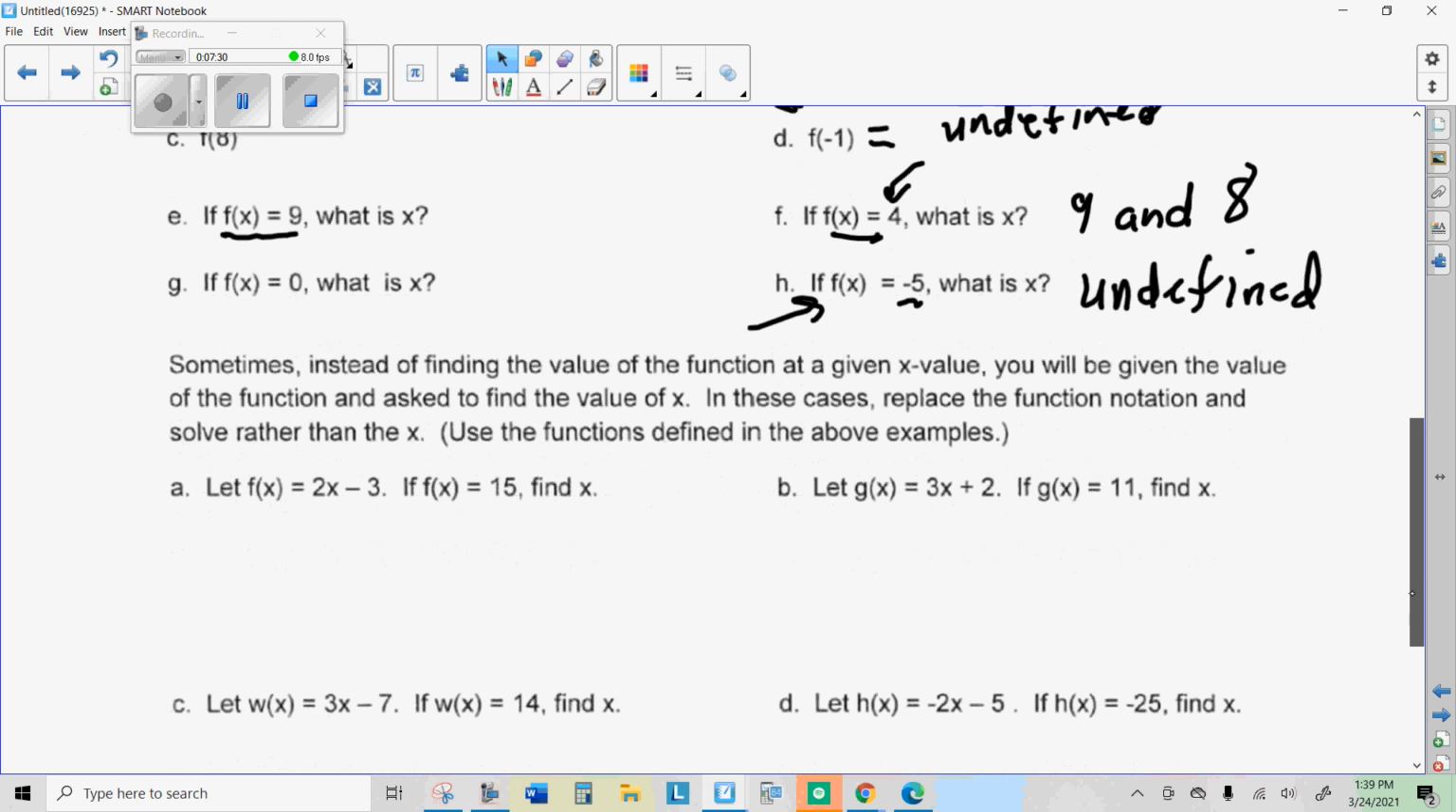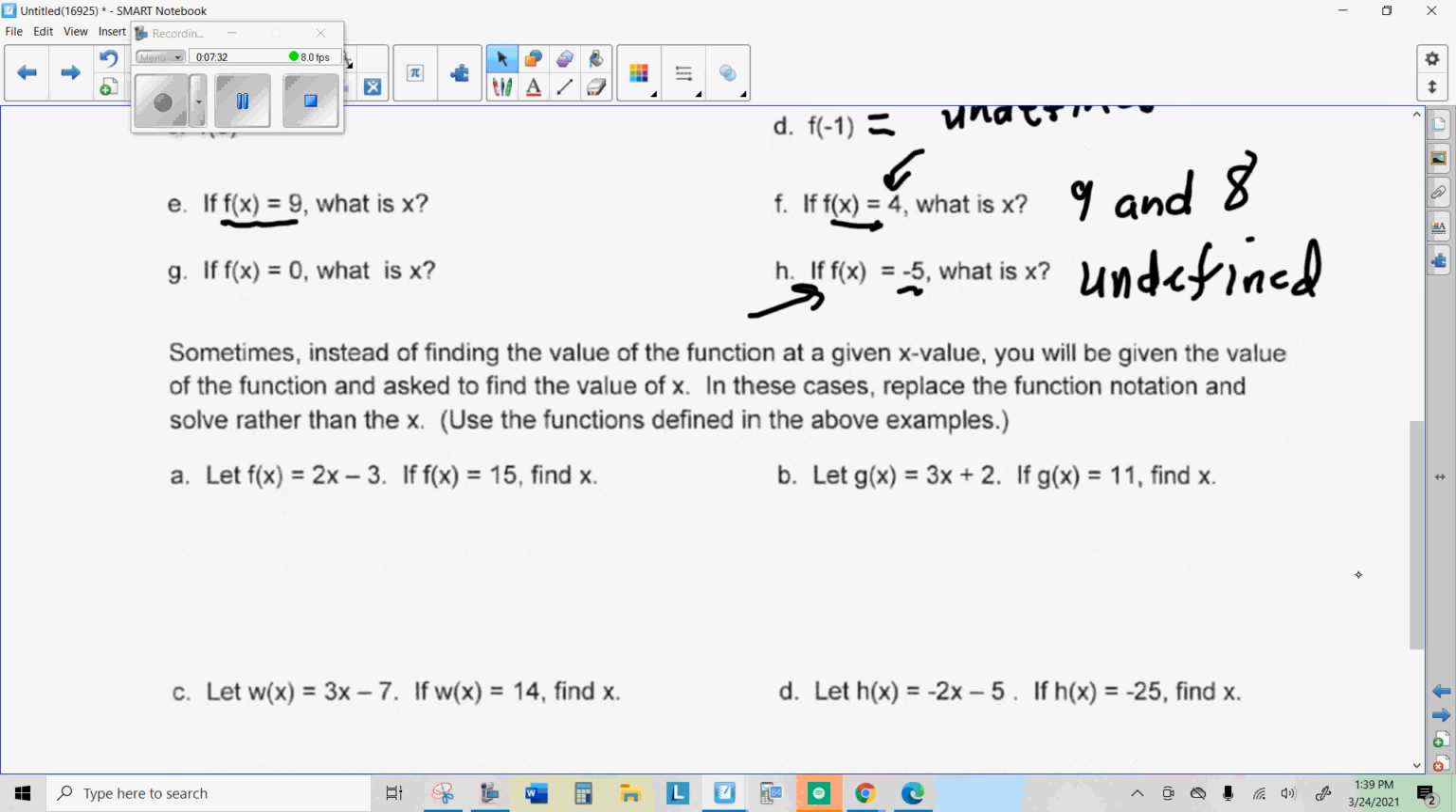Anyway, okay, sometimes you will be given the output and you have to find the input. So that's what we're doing here. Again, I'm going to have you do these 2 for homework, but I'll do this one. So we want to find x when g of x equals 11. That means that we're going to put 11 for our output. And then we're going to figure out 3 times what number plus 2 equals that 11. And so I'm going to do 11 minus 2, which is 9 divided by 3. And I get x equals 3.